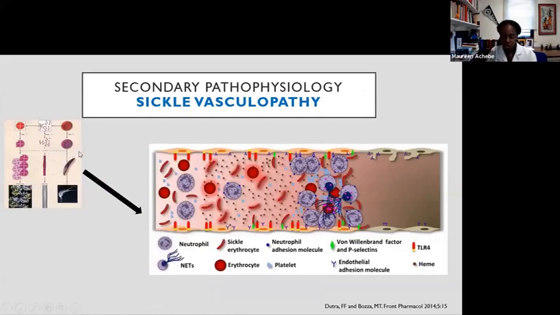More recently, in the early 2000s, we also became aware that there is a secondary vasculopathy in sickle cell disease. So besides the red cells, which are abnormal, the blood vessel wall, the endothelium, white cells, and platelets are also abnormal. They have adhesive molecules that make them more sticky and make vasoocclusion more likely to happen.